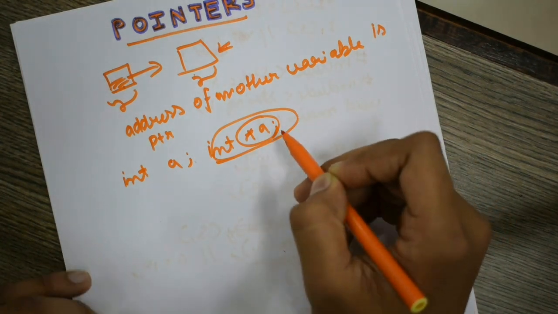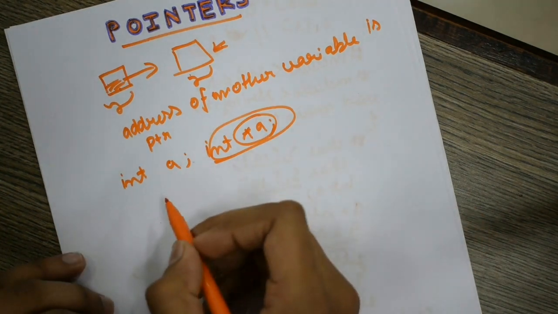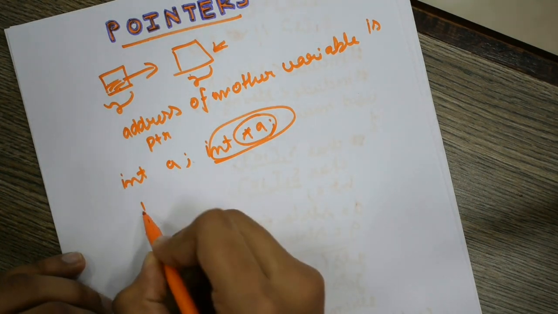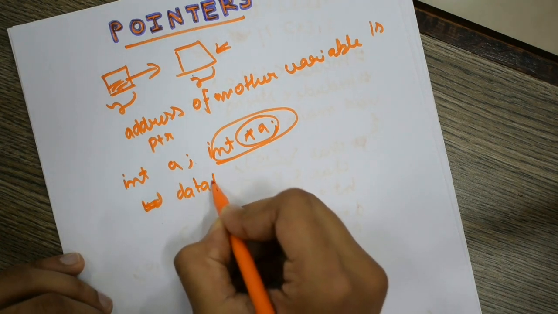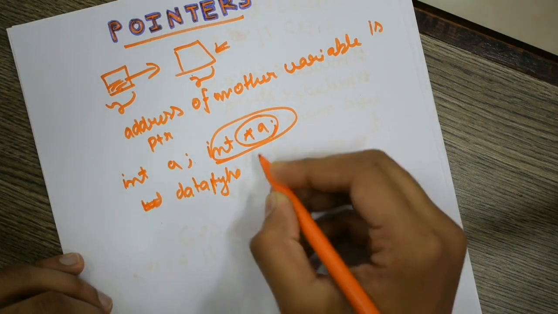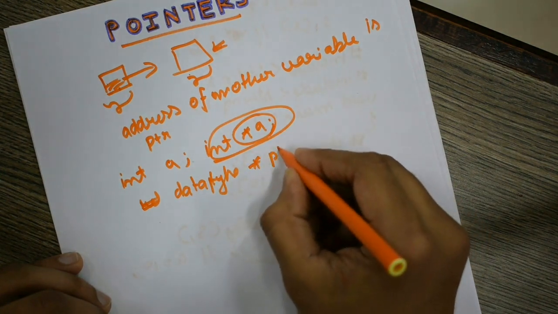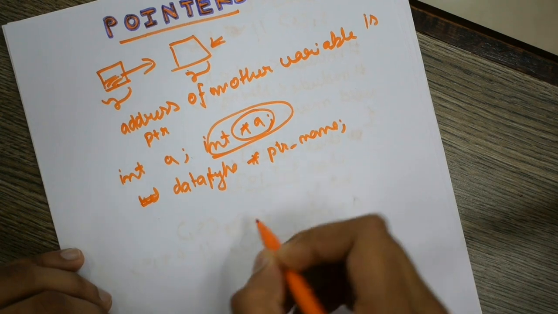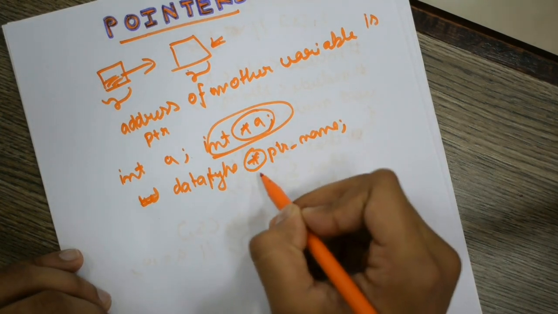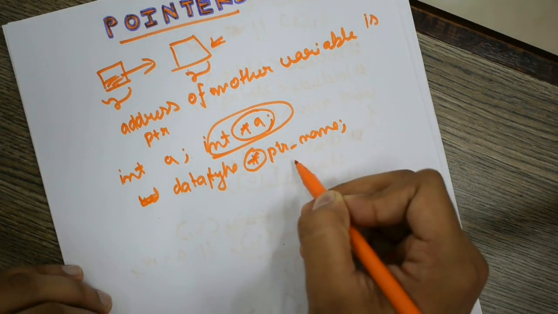So now let me generalize this as return data type, star, ptr, the name of the pointer. So the special symbol star is used to declare a pointer.